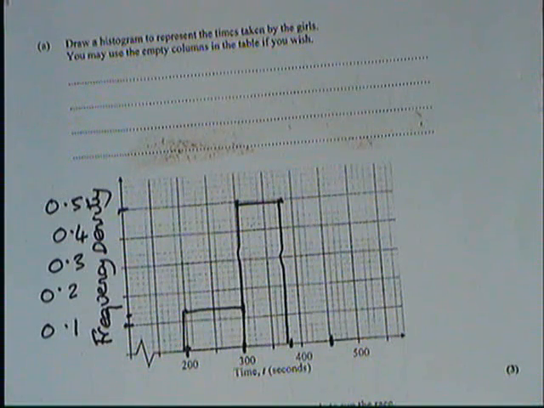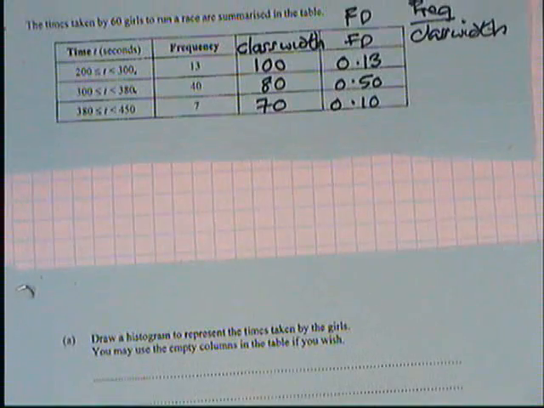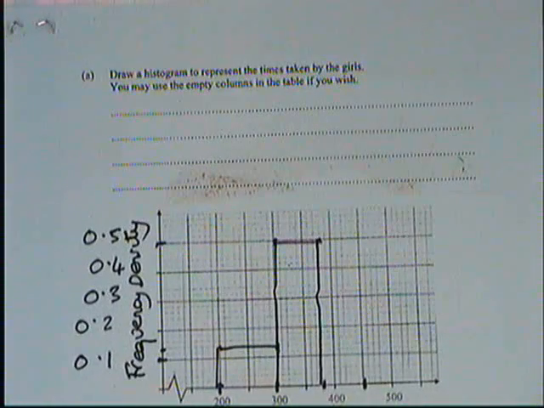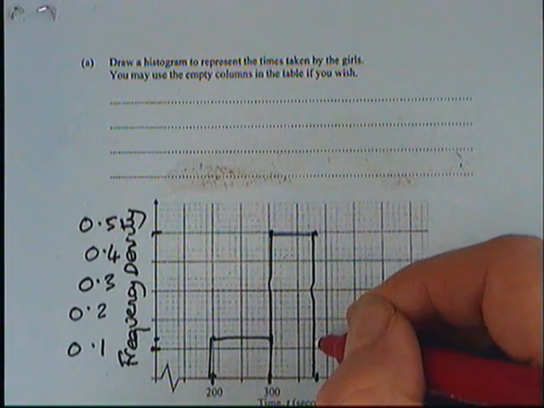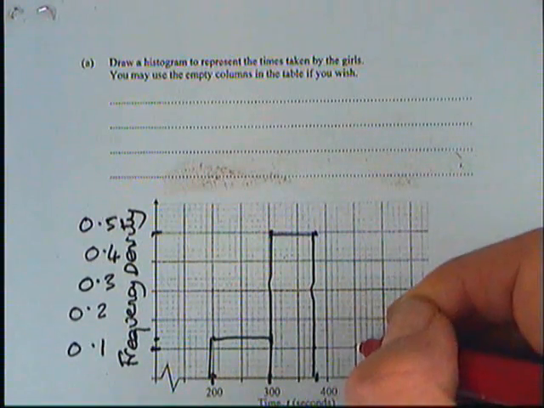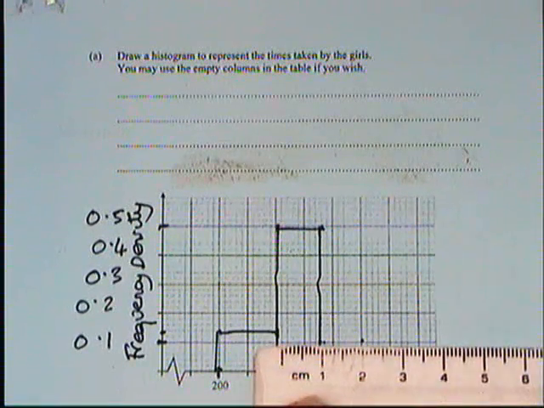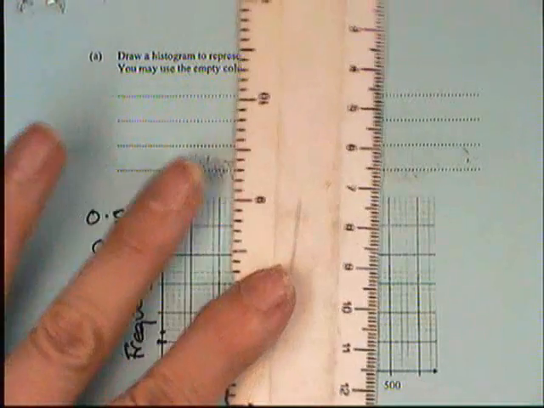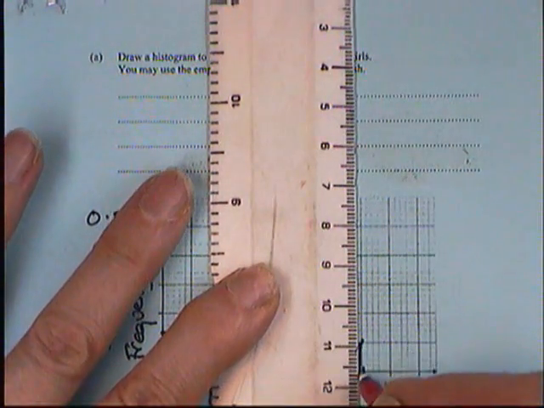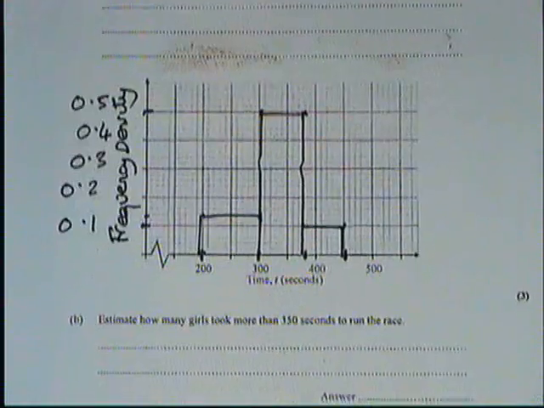And the last one goes from 380 to 450, and that just goes up to 0.1. So there's 0.1. That's where it finishes. Just take a ruler and draw that across there. Draw it down. And there's my histogram.